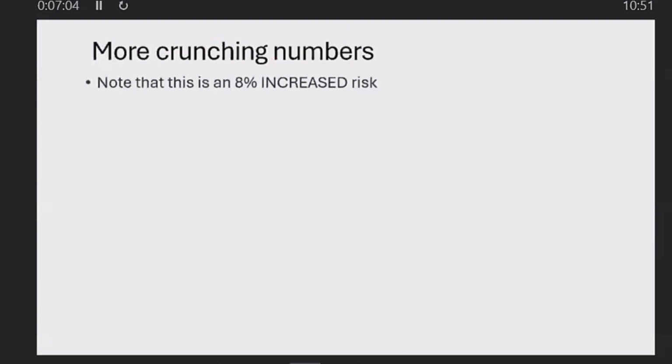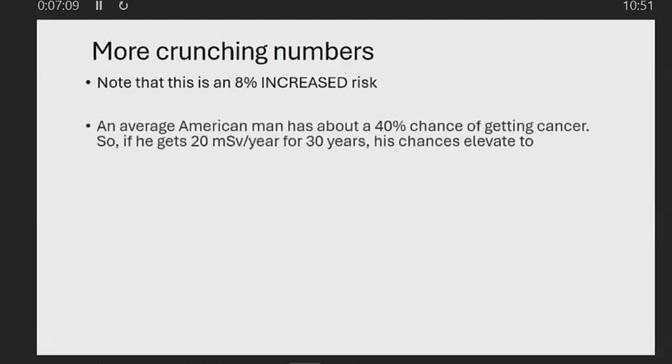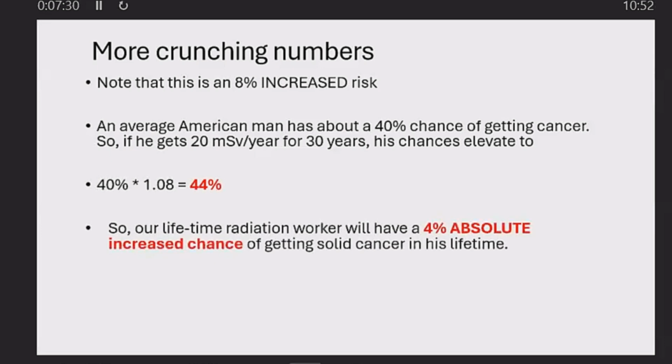More punching numbers. Note that this is a percent increased risk, and it's relative. Okay, so we've got to look. An average American man has a 40% chance of getting cancer. So if he gets 20 millisieverts for 30 years, his chances elevate to 40% times 1.08 equals 44%. So our lifetime radiation worker will have a 4% absolute increased chance of getting solid cancer in his lifetime.